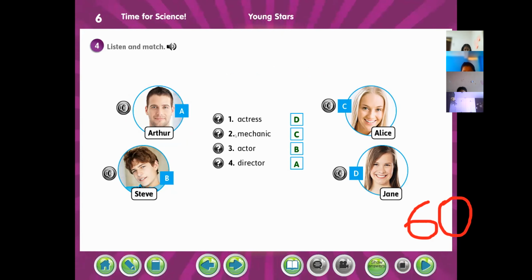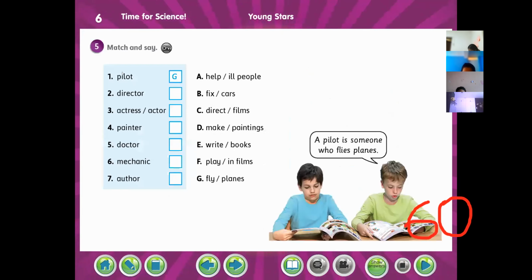Well, my friends, let's go to the last part, activity 3. Let's match, okay? Then we play a game. But first, listen. For example, a pilot is someone who flies planes. Yes, that is a pilot. Someone who flies planes. Tell me, a director is someone who directs films. Direct is the action. A director is someone who directs films.